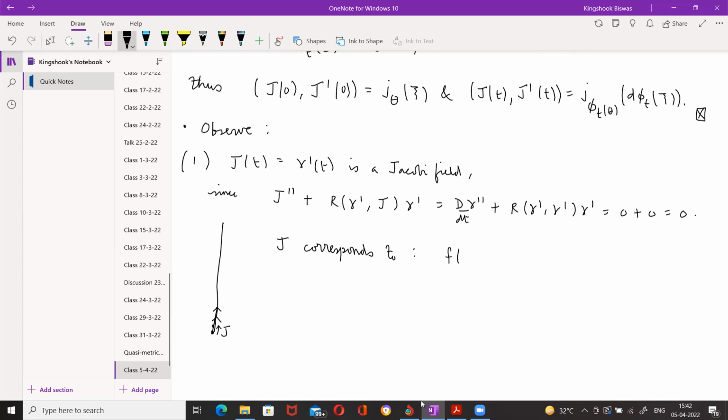So let me just write it this way. F of s, t will be what? It'll just be gamma of t plus s, right? That's it. It's just translation along the geodesic, right?